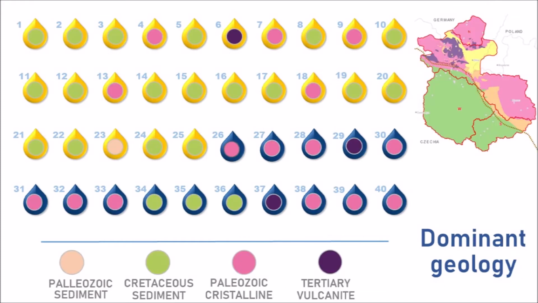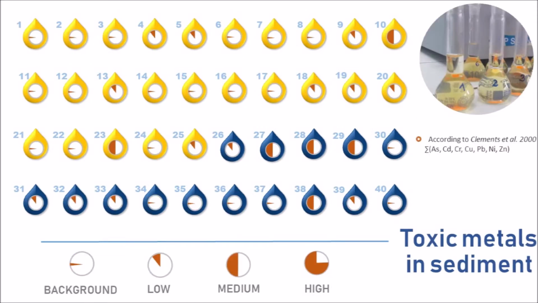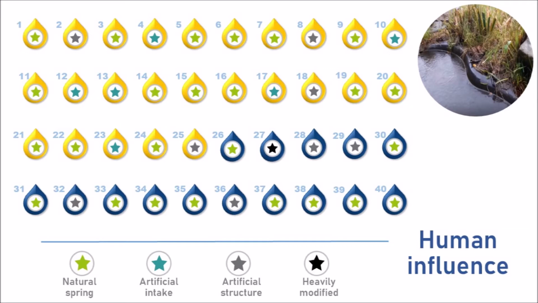The Cretaceous sediment geology seemed to be present in abundant populations of Gammarus. However, the statistics are not significant as well. Every rock type can hold Gammarus fossarum populations. The toxic metals in sediment presented a clear trend where more abundant groups of Gammarus corresponded to the lowest concentration of metals. The human influence was not a significant factor. They didn't seem to be affected in the selected springs.